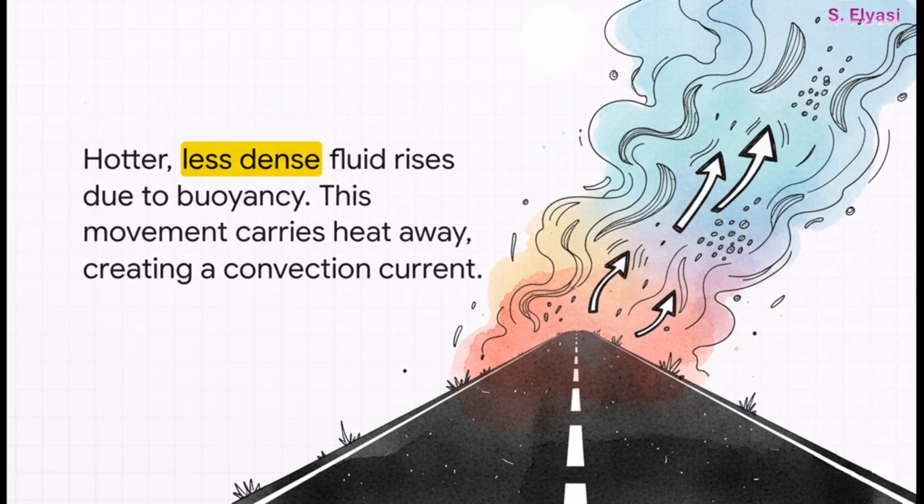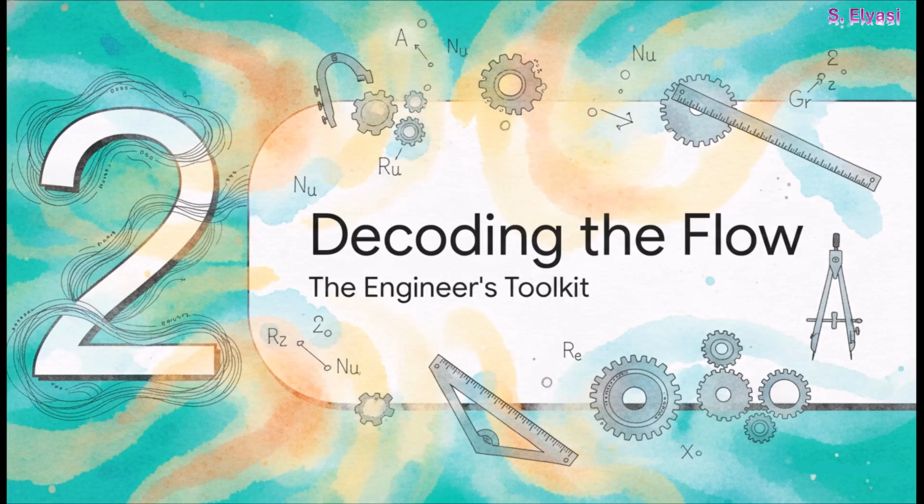The pavement gets hot, it heats up the layer of air right above it. That air expands, which makes it less dense than all the cooler air surrounding it. And what does a less dense fluid do inside a denser one? It rises. And as it rises, it carries all that heat energy with it. That movement is convection. Now, it's one thing to see that shimmering air and know what it is, but it's a whole other thing to actually quantify it, to put a number on it.